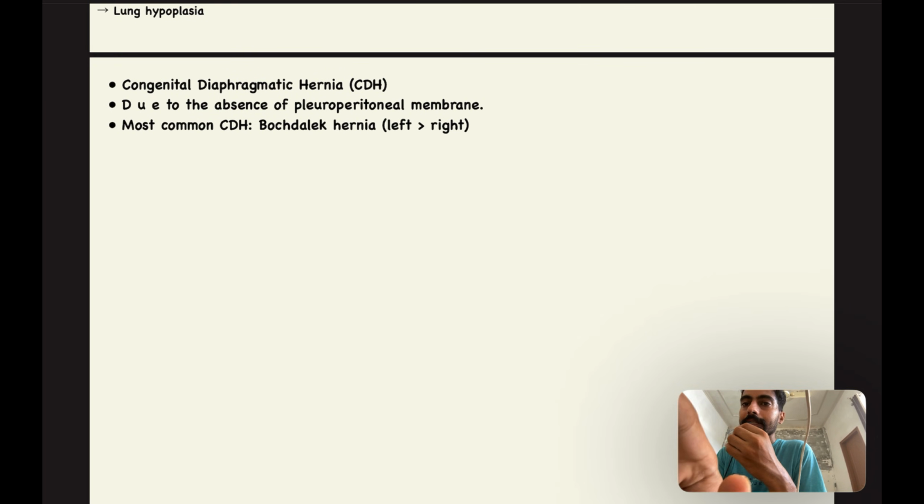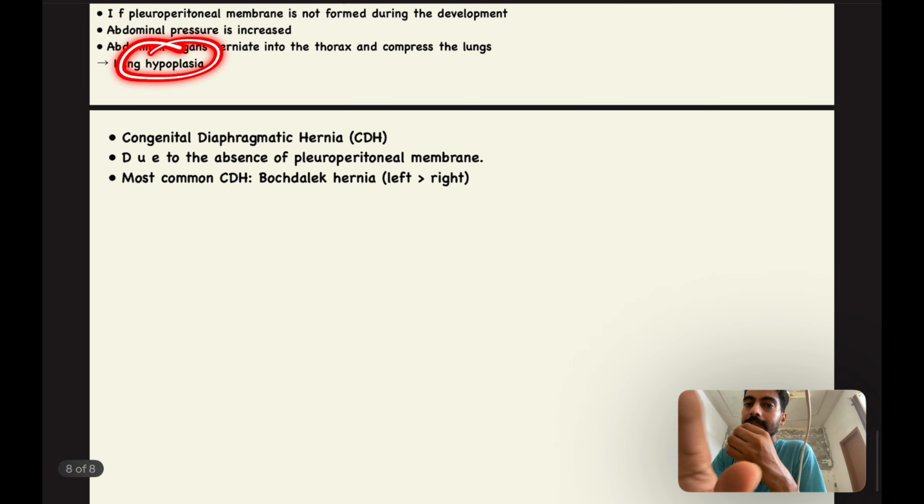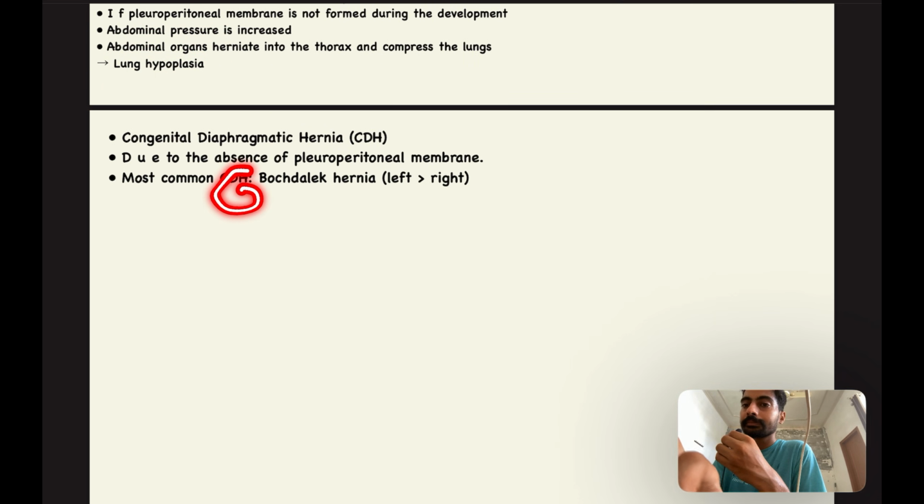And it is a congenital diaphragmatic hernia. It is a disease due to absence of pleuroperitoneal membrane. Our lung will be hypoplastic. It is most common on the left side, which is called Bochdalek hernia.